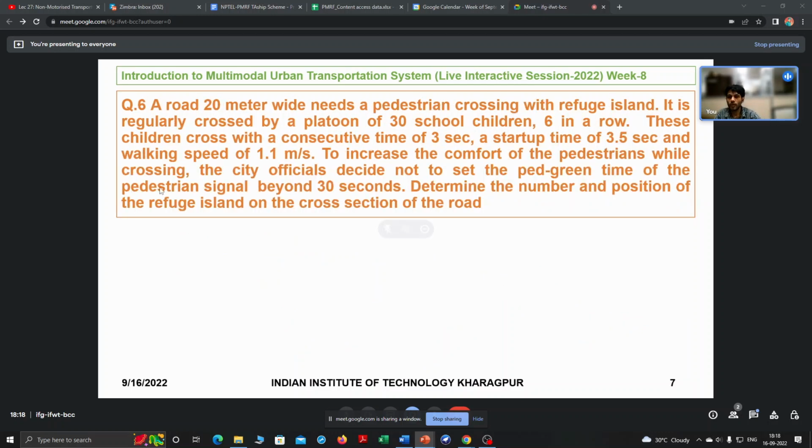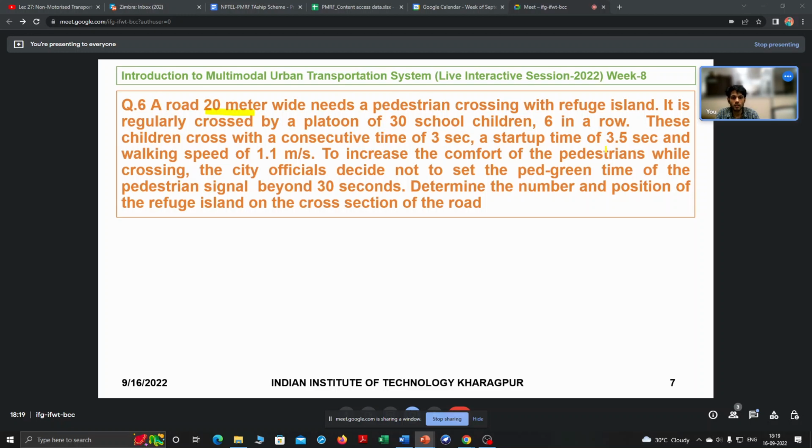So now you have a road 20 meter wide, right? It needs a pedestrian crossing with a refuge island. So you have a road of 20 meter width. Now it is regularly crossed by a platoon of 30 school children, 6 in a row, right? These children cross with a consecutive time of 3 seconds, startup time 3.5 seconds, walking speed has been given as 1.1 meter per second. To increase the comfort, suppose your pedestrian signal is 30 seconds. Now you calculate and tell me what is the number and position of the refuge island that you need to cross a particular section of road. Your road width is 20 meter.